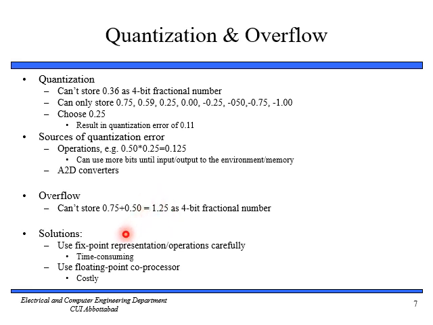It is time consuming because you need to check each and every number to make sure the operation is successful and well within the range. The second solution is to use a DSP processor, which usually has a floating point coprocessor, and these are very expensive. So these are the two possible solutions. Let's move on to the next slide.